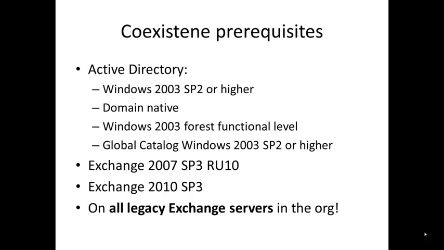The prerequisites for coexistence. Active Directory needs Windows 2003 SP2 or higher, domain native, Windows 2003 forest functional level, and the global catalog also needs to be Windows 2003 SP2 or higher, which are all, in my humble opinion, no-brainers. If you're running Exchange 2007, you need to have at least Service Pack 3 Rollup Update 10, or if you are running Exchange 2010, you have to run Service Pack 3 on all Exchange servers in the organization, which is a major difference from when you were moving to Exchange 2010.